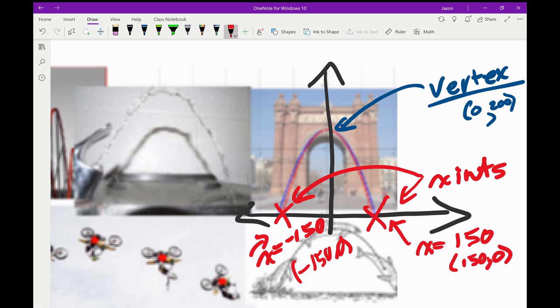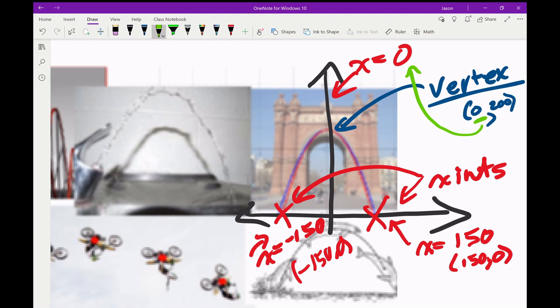You could also tell me what the axis of symmetry is, i.e. the mirror line. The mirror line for this one is X equals 0, because it's the y-axis. And remember that our vertex and our axis of symmetry go through each other, so the 0 in here always matches the axis of symmetry.